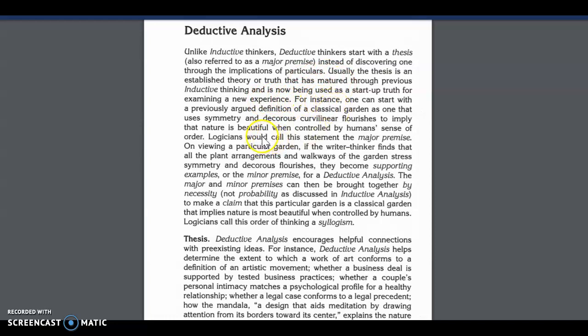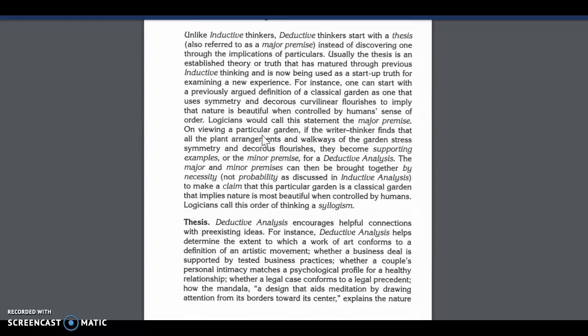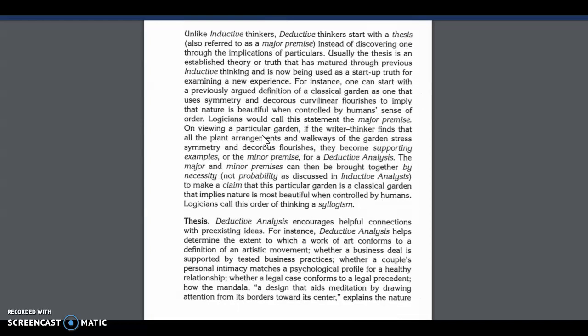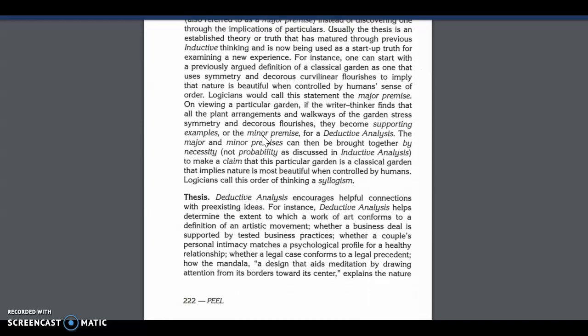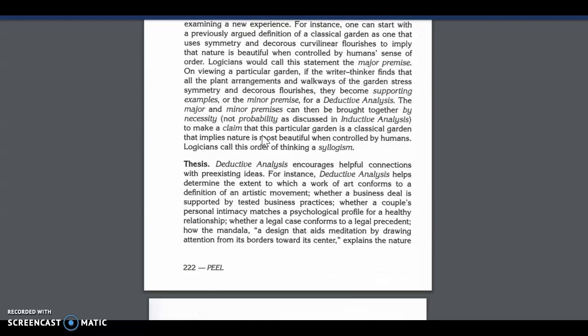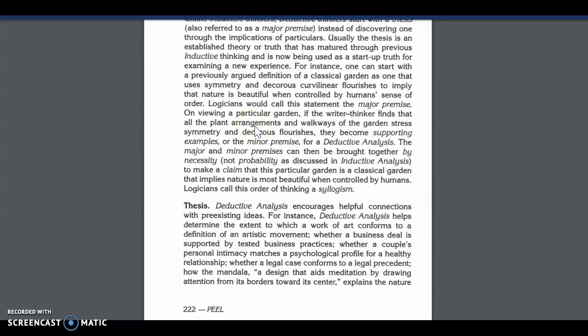For instance, one can start with a previously argued definition of a classical garden, returning to that metaphor we used before, as one that uses symmetry and decorous, curvy, linear flourishes to imply that nature is beautiful when controlled by human sense of order. Logicians would call this statement the major premise. On viewing a particular garden, if the writer-thinker finds that all the plant arrangements and walkways of the garden stress symmetry and decorous flourishes, they become supporting examples, or the minor premise for a deductive analysis.